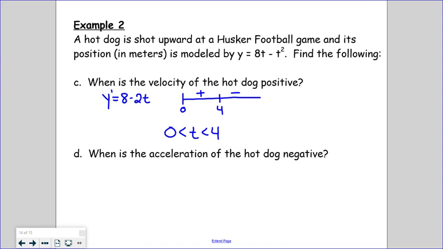Last one, when is the acceleration of the hot dog negative? That means we need to figure out our acceleration function, right? So we would have one more step, take your velocity function, find the second derivative of our position function or the derivative of our velocity function, and we get that it equals -2. So when is it negative? Always, right? It's just a negative number. So it's never going to change. It's always negative. So we would say for all time, as time is greater than 0, it's a negative number. It's a negative acceleration. Any questions on that?